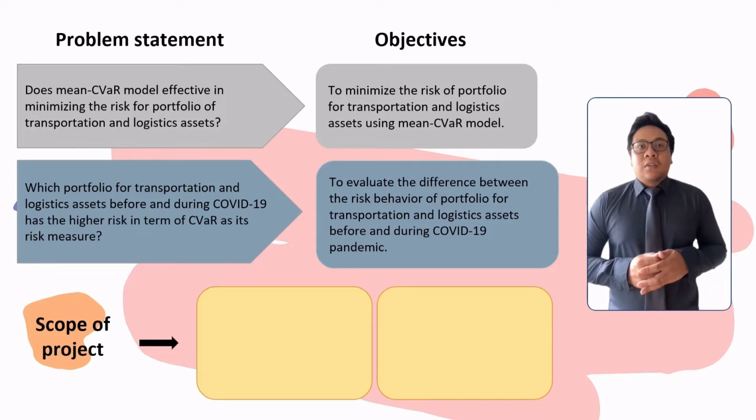These study objectives are to minimize the risk of portfolio for transportation and logistics assets using the Mean-CVaR model, and to evaluate the difference between the risk behavior of portfolio for transportation and logistics assets before and during the COVID-19 pandemic.